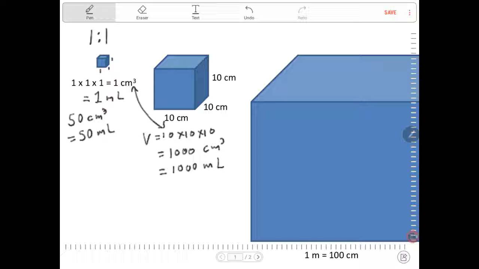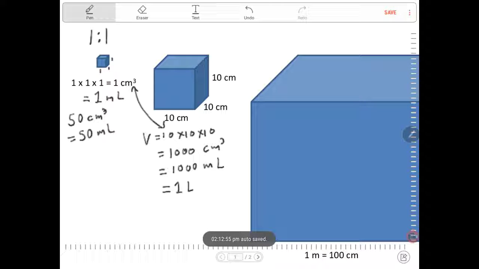Now, 1,000 mils of, say, liquid, like 1,000 mils of milk, what's that in litres? Does it ring a bell? Well, maybe you remember that this is exactly the same as 1 litre. So if you want to visualise a litre, like a carton of milk, which is 1 litre, well, it's also the same as a cube, which has dimensions of 10 by 10 by 10 centimetres.